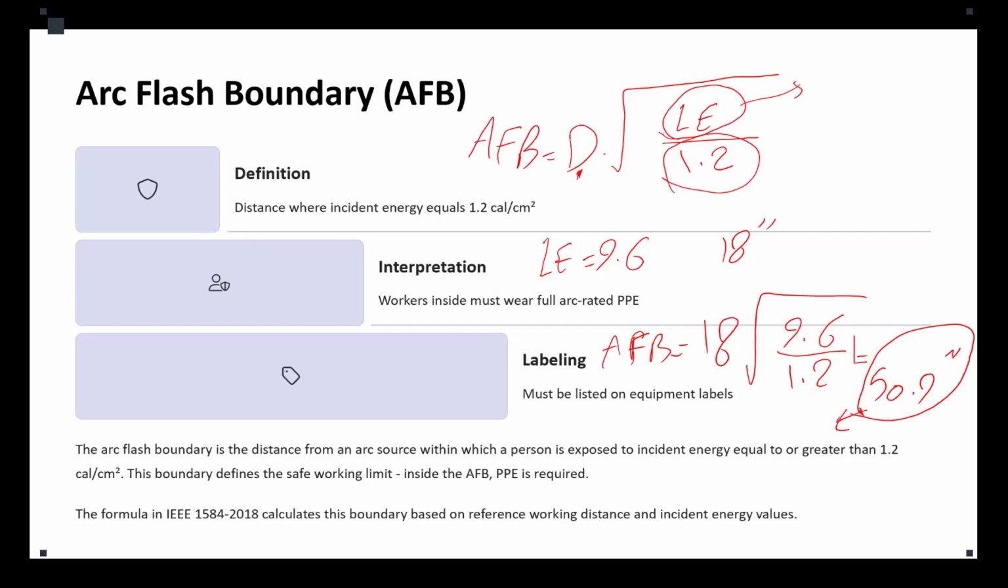So AFB is not a fixed number. It changes when we have a change in system voltage, fault current, arc duration, equipment type, or even enclosure size and geometry. AFB also does not account for arc class. Please make sure you pay attention to that. Arc class requires separate analysis.